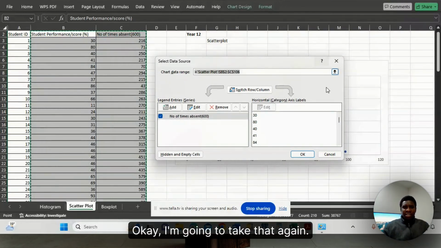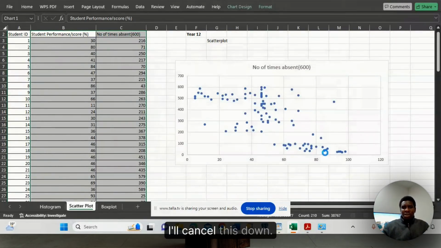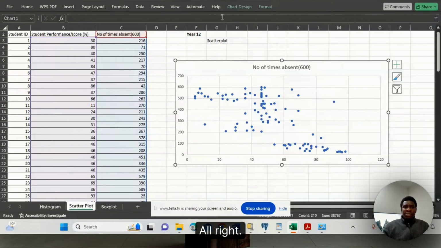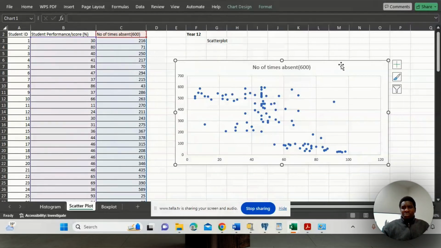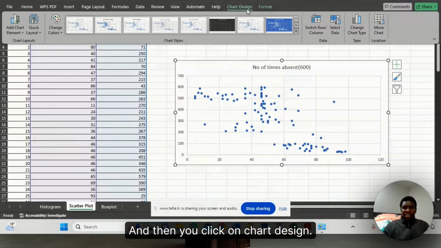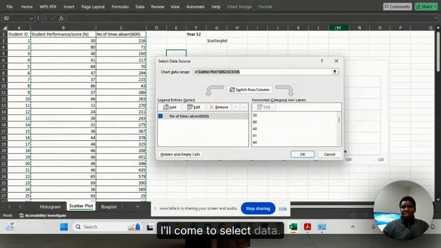I'm going to take that again. I'll cancel this now. All right, so I'm going to click outside. Let's click on the chart. Click on the chart, and then you click on chart design, and come to select data.